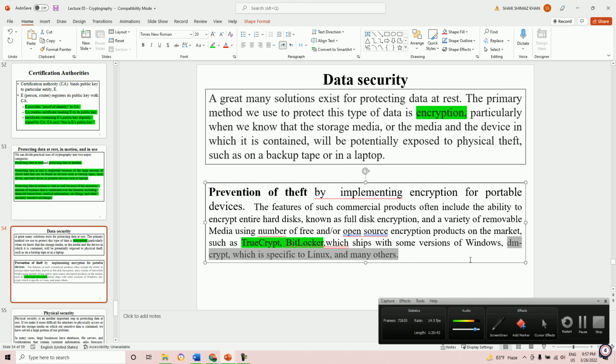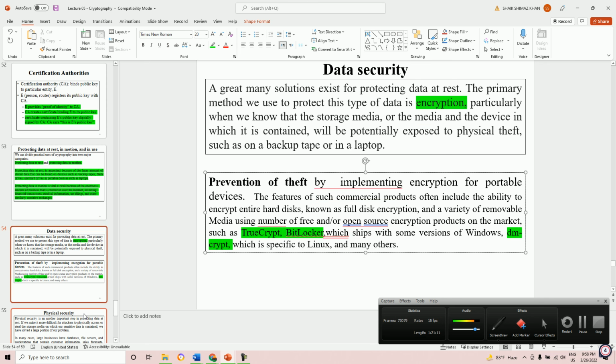Okay, DMCrypt also is another tool. TrueCrypt and BitLocker can be used in Windows, and DMCrypt can be used in Linux. So please note down, if you want to protect some data on the hard disk using encryption, then you can use these tools: TrueCrypt and BitLocker in Windows and DMCrypt in the Linux operating system.